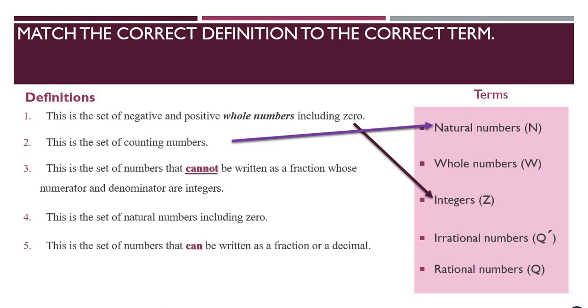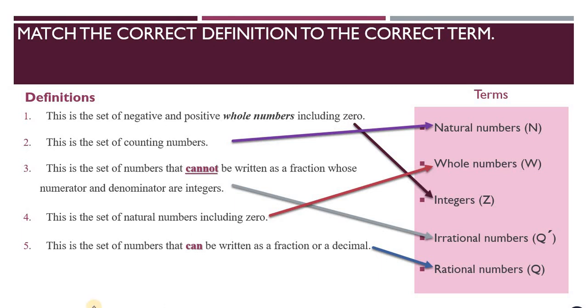Number three, this is the set of numbers that cannot be written as a fraction whose numerator and denominator are integers. It cannot be written like that. If you said irrational numbers, then you are absolutely correct. Number four, this is the set of natural numbers including 0. If you said whole numbers, then you're correct. Number five, this is a set of numbers that can be written as a fraction or decimal. That is, the numerator and denominator are integers. Well, if you said rational numbers, then bravo to you.